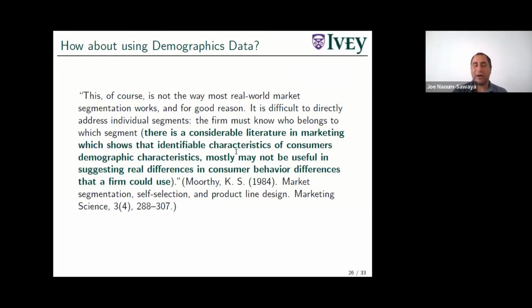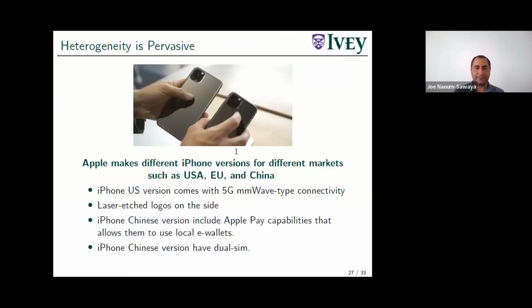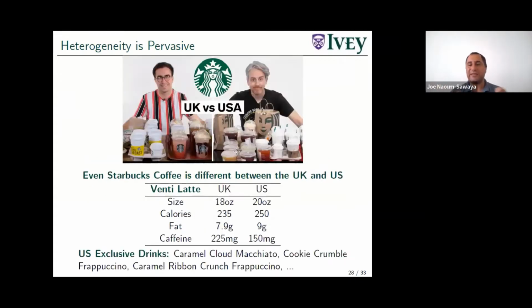So we'd really like to avoid, or we don't want to do, segmentation based on demographics. There is ample evidence about this sort of segmentation. I mean, different products, different markets are offered differently. Even the Starbucks coffee in different markets is different. There is this nice article looking at the difference of Starbucks coffee in the UK and the US, and it's a lot different in terms of products that are being offered to different markets.